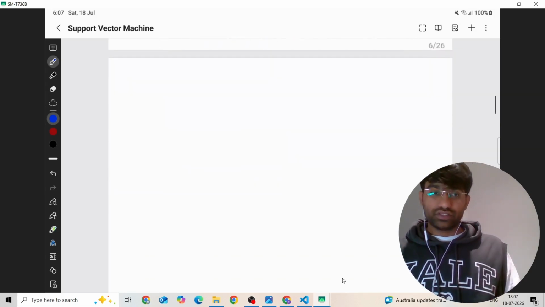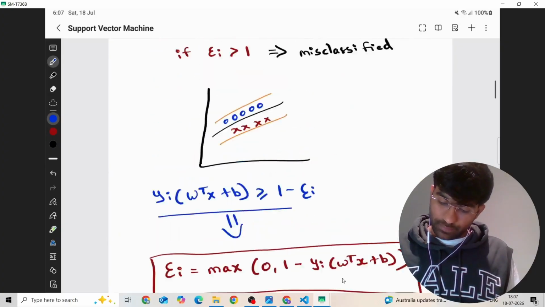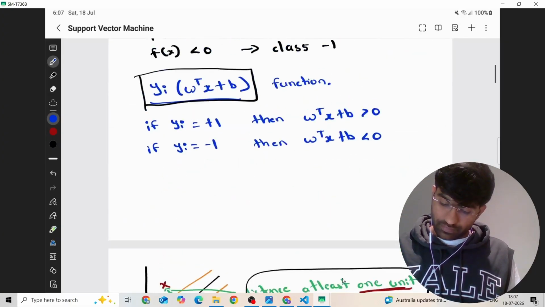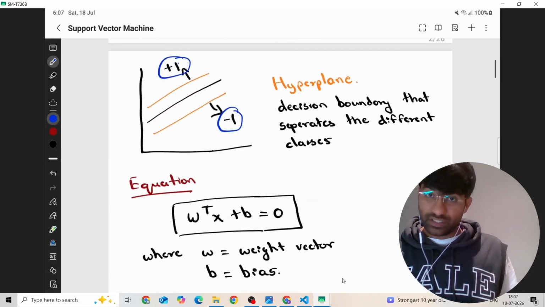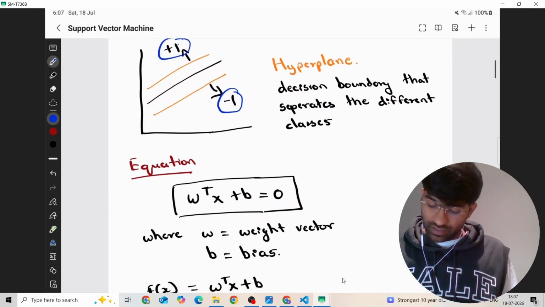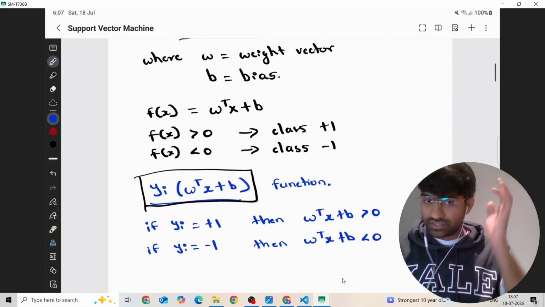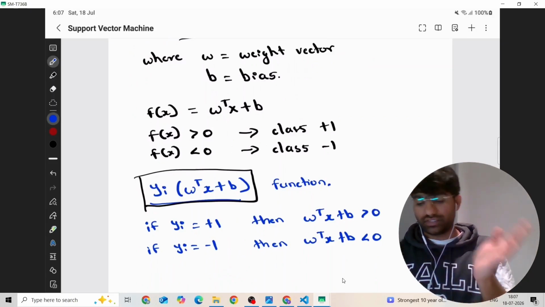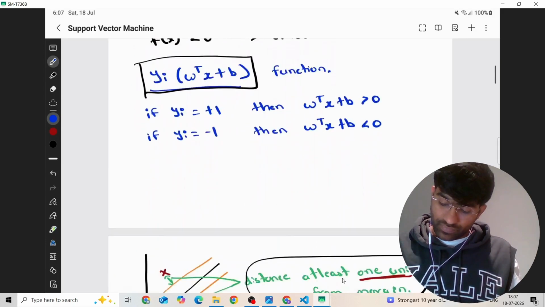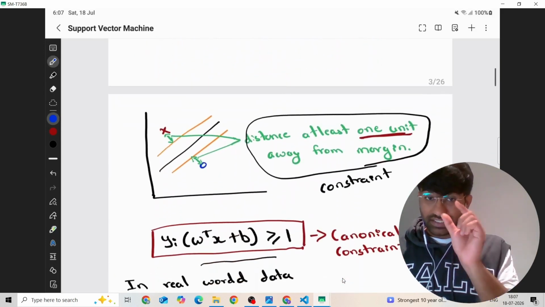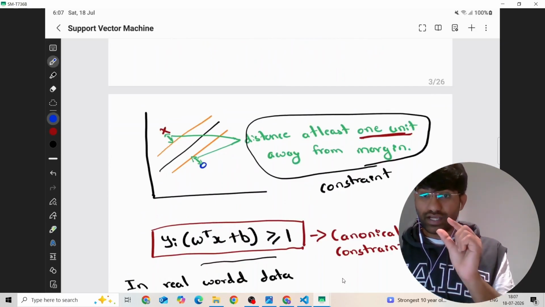We have focused on the hyperplane, right? This is the hyperplane equation, W transpose of x plus b. We have added the function: if it is greater than 0, plus 1, and less than 0, minus 1. Plus 1 and minus 1 are the positive class and negative class. Then we have added a constraint that the classified point should be at least 1 unit away from the margin.